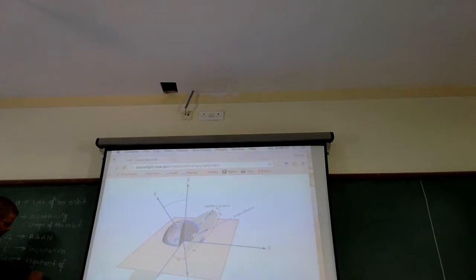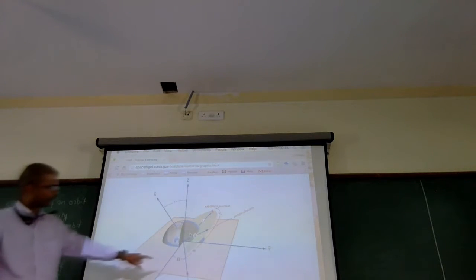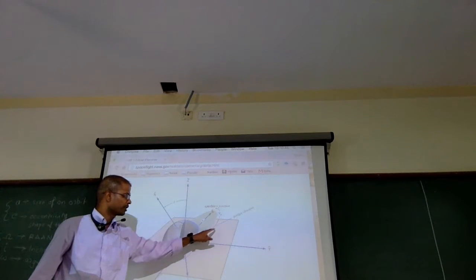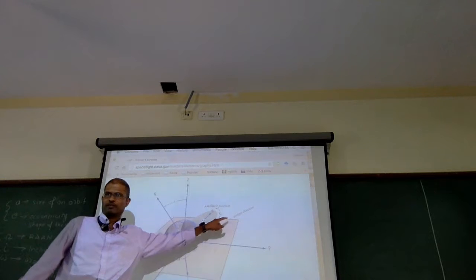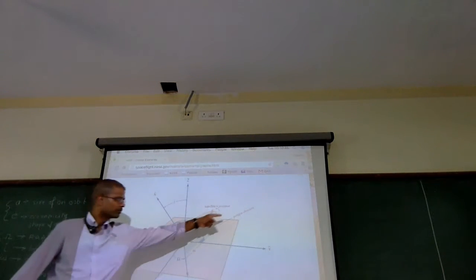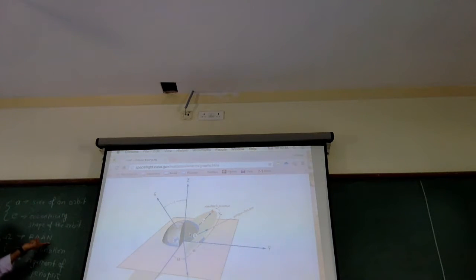the argument of periapsis. This angle is between the line of nodes and the periapsis direction. It is this angle. This is the periapsis direction. So you have to understand this angle is in what plane? This angle is in the equatorial plane. This angle is in the ecliptic plane. So this angle and this angle are in two different planes. This is the angle between the line of nodes and the periapsis direction, and this angle is between the x-axis and the line of nodes.